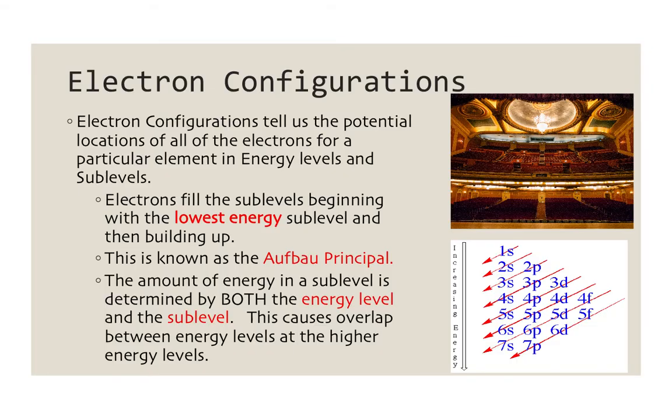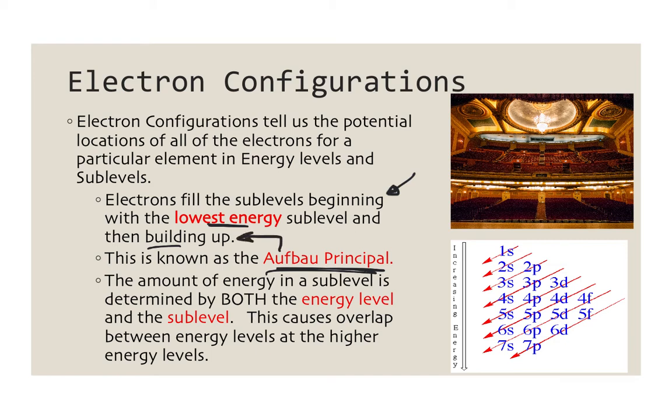So electron configurations will tell us the potential locations of all the electrons for a particular element based on its energy levels and its sublevels. As we do this, what we find is that electrons will fill up sublevels in an atom beginning with the lowest energy level and building up. This is called the Aufbau principle. Aufbau is a German word that means build up in some way, shape, or form.